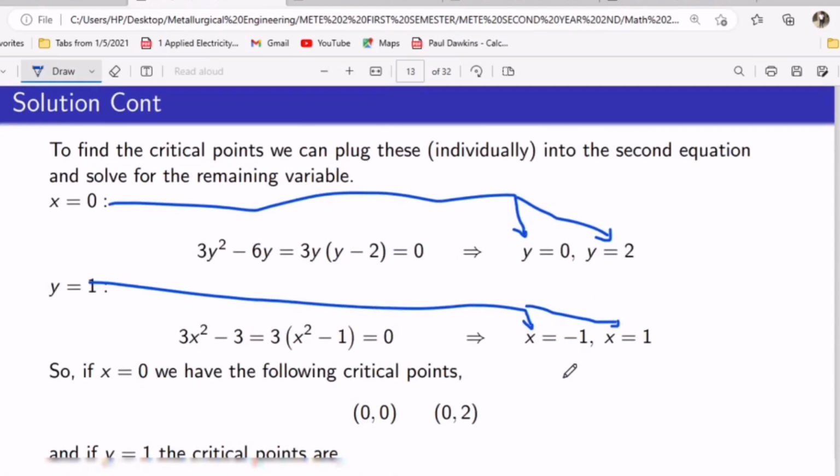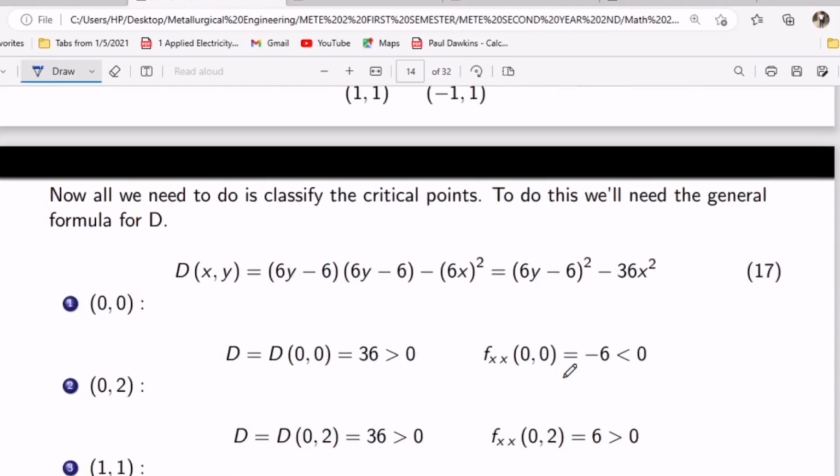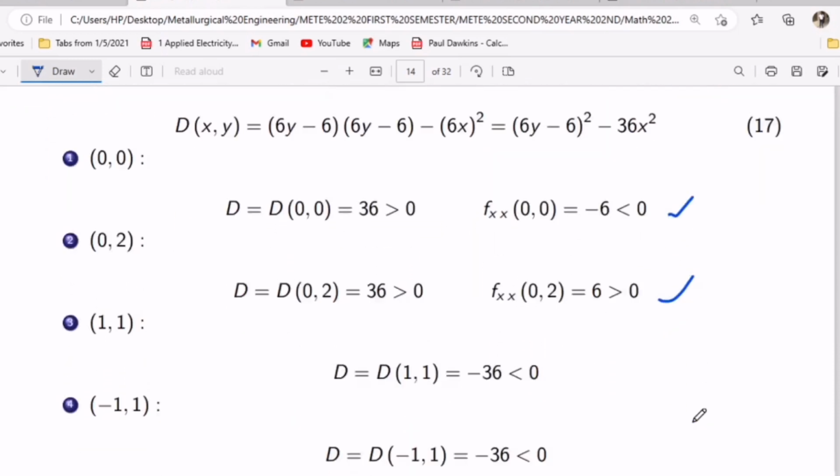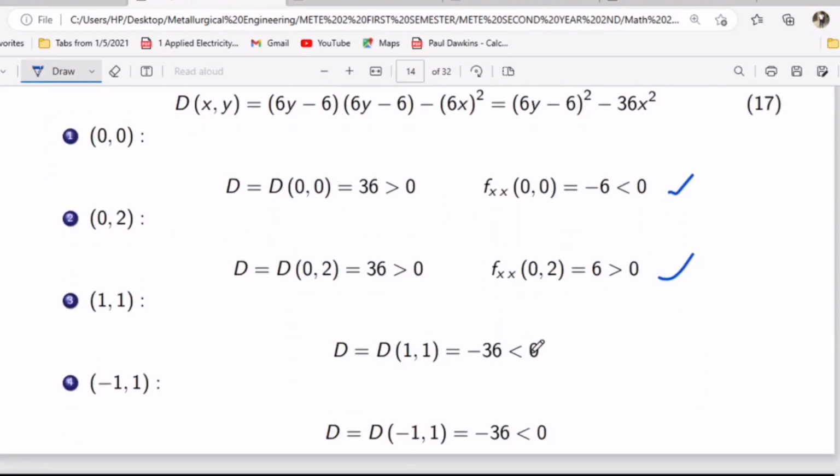So for (0, 0) here, the point is what? Maximum. Here, the point is what? Minimum. And here, the point is what? Saddle point. Because if D is less than 0, you know that it's a saddle point, and this also is a saddle point. So at the end, you'll be able to classify the points easily.